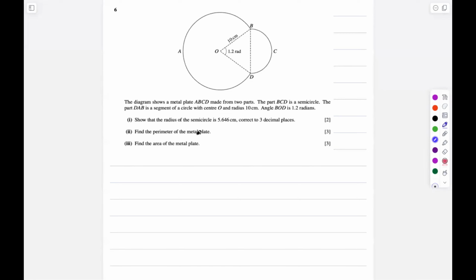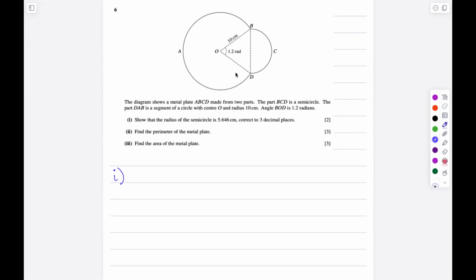In question 6, the diagram shows a metal plate ABCD made from two parts. The part BCD is a semicircle. The part DAB is a segment of a circle with center O and radius 10. Angle BOD is 1.2 radians. In part 1, we have to show that the radius of the semicircle is 5.646. Now to find the radius of the semicircle, we'll first find the length of BD and then divide by 2 to get the radius of the semicircle.